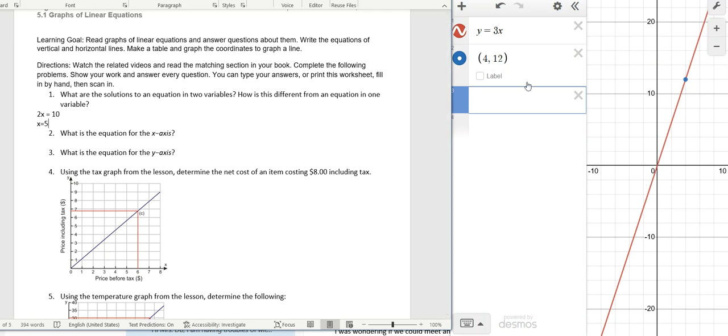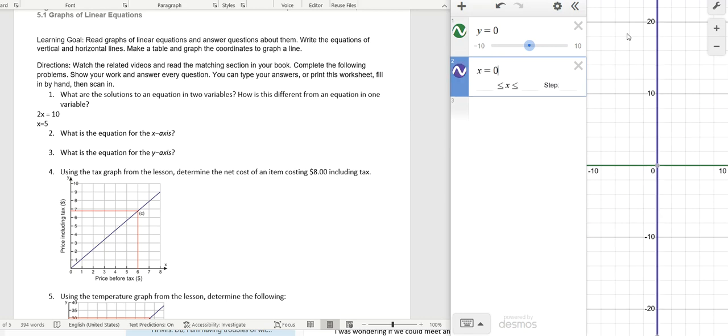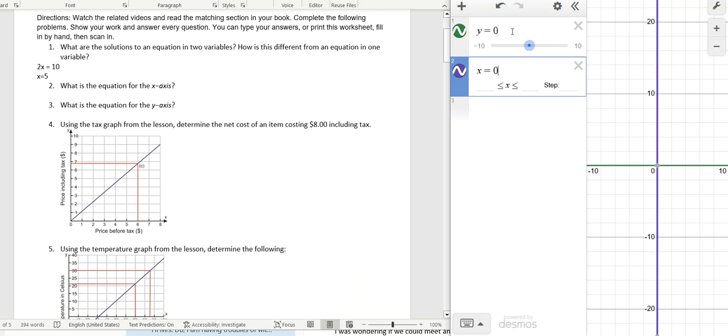The equation for the x-axis, here's the x-axis down here, the horizontal one, is going to be y equals 0. See how the green line graphed right on top of the x-axis? So the equation for the x-axis is y equals 0. The equation for the y-axis is x equals 0. See that purple line that graphed right on top of the y-axis? So yeah, it's x equals 0. And in fact, all horizontal lines will be y equals some number. All vertical lines will be x equals some number.